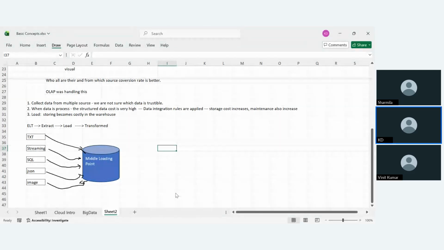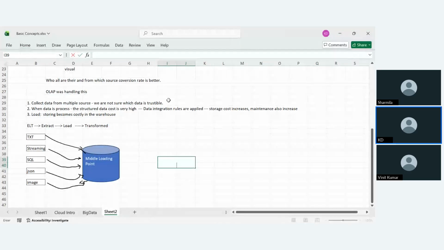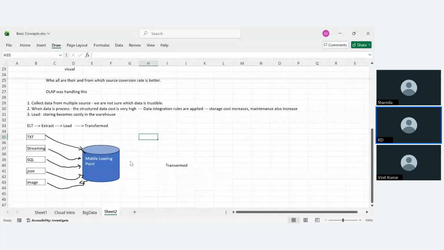And as soon as something is required, this data is transformed again. So whenever it is required, this data is now transformed. And this transformation is done from here to here.